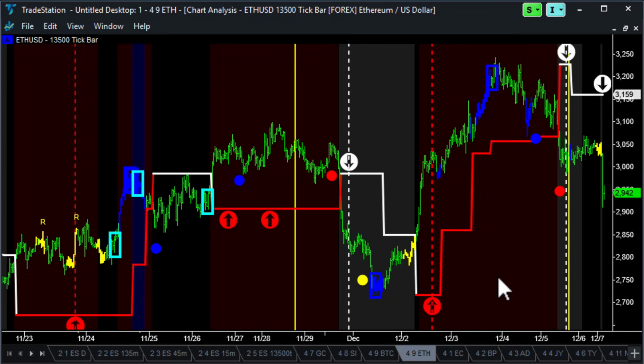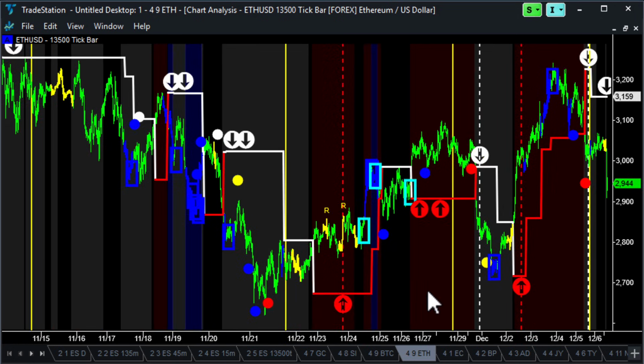They're interested in that low. The professionals step in here, but then they're taking profits here at 3,200. We get a signal short. So that's the story on precious metals, Bitcoin and Ethereum.